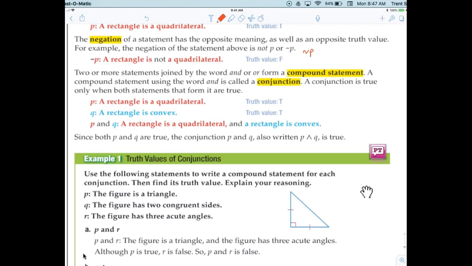Now, a rectangle is a quadrilateral is true, and a rectangle is convex. That is true. P and Q. A rectangle is a quadrilateral, and a rectangle is convex. Therefore, that entire statement is true, because both statements are true. So remember with me: if one of those statements were false, then the statement would itself be false. It would be false. All right?